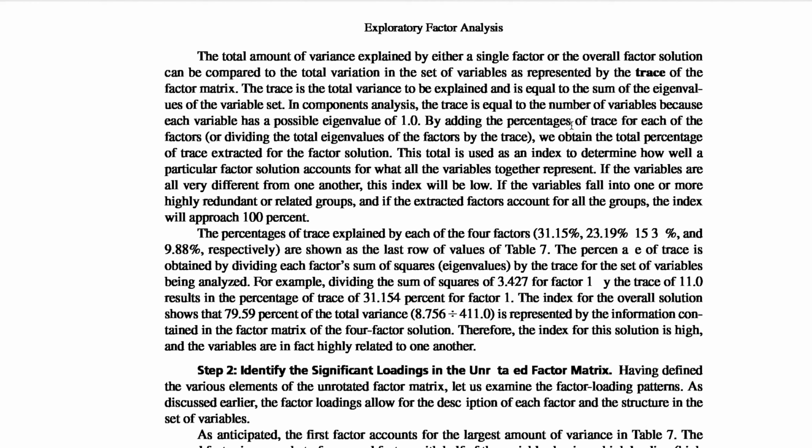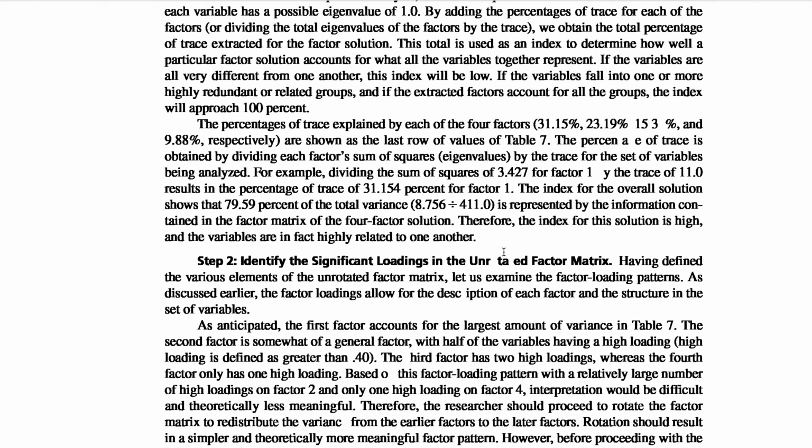The percentage of the trace explained by each of the four factors, starting with 31.15%, respectively, is shown as the last row of values in Table 7. These represent the trace obtained. So here is the explanation of the values. Therefore, the index of the solution is high when the variables are highly related.